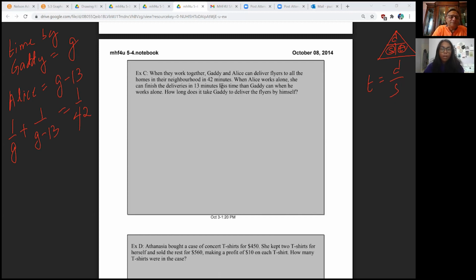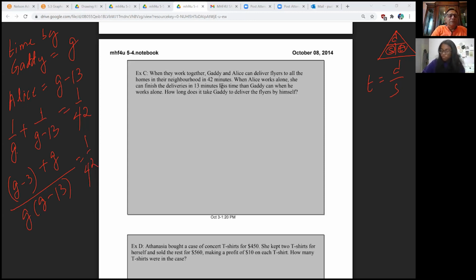So first we can multiply the denominators to the numerators. So g minus 13, we have a common denominator here, right? Over, we'll multiply this and this by g, right? Plus g. And we have a common denominator of g times g minus 13, correct? Equals 1 over 42. Clear?